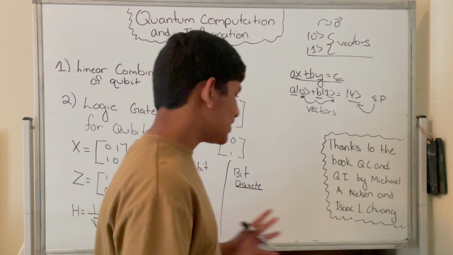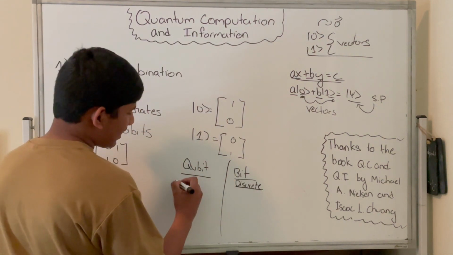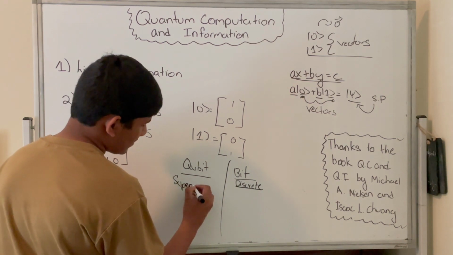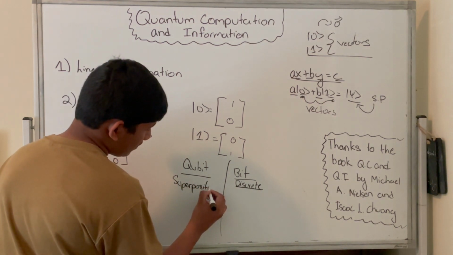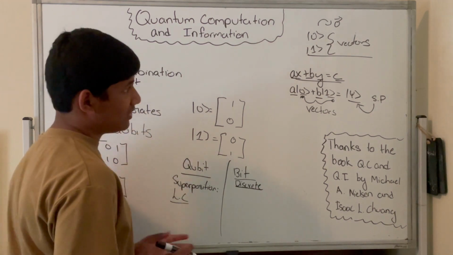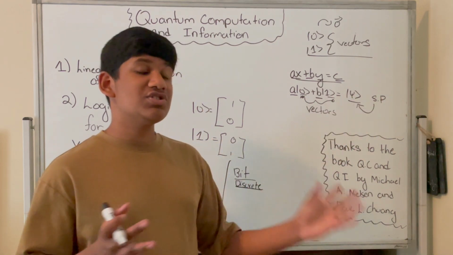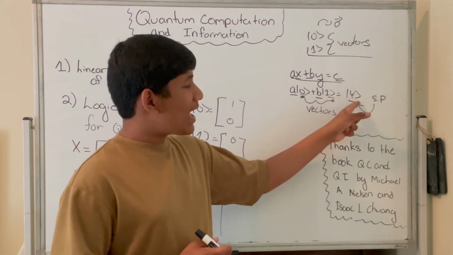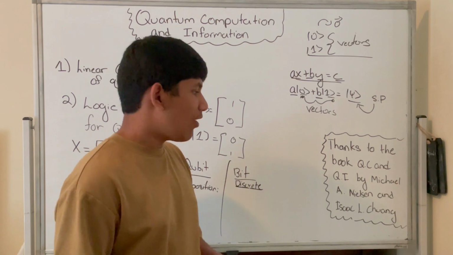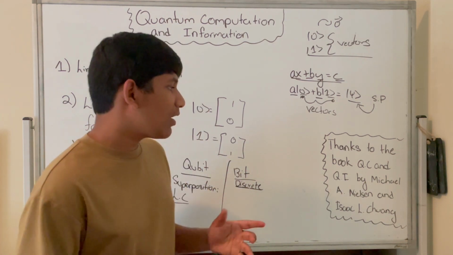So likewise, as you can see right here, the bits are discrete, whereas the qubits can allow for superposition. And superposition is expressed in linear combinations. A linear combination just looks like this, where we represent the psi, usually used in the Schrodinger wave function, as our superposition.